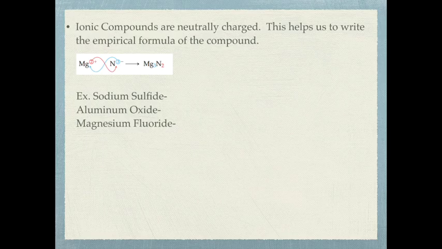So if you look at this example, you've got sodium sulfide. So sodium has a +1 charge. Sulfur, or sulfide, has a -2 charge. And so when you cross your charges, what you're going to get is Na2S.